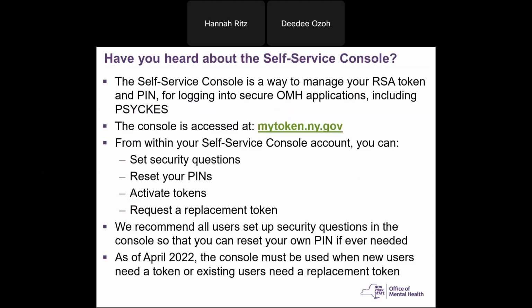We also wanted to mention the self-service console. So the self-service console is a way to manage your RSA token and PIN, which are required for logging into secure OMH applications, including PSYCKES. The self-service console can be accessed at mytoken.ny.gov. And within the self-service console, you can set security questions to set up your account. You can reset your PINs if needed. You can activate your token, and you can request a replacement token.